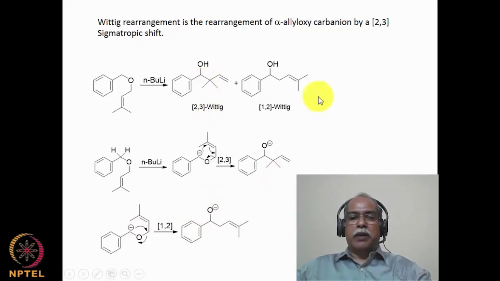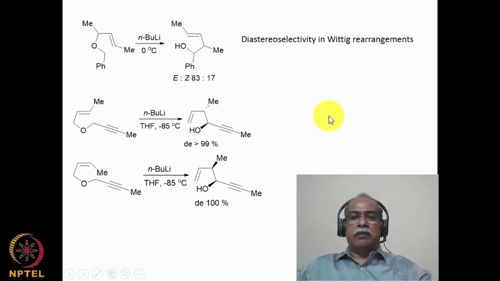Oftentimes a mixture of 2,3 Wittig product as well as 1,2 Wittig product is formed. There is some control over the 1,2 versus the 2,3 using the polarity of the solvent. Normally the charge polarization or the charge delocalization is much higher in the 2,3 sigmatropic rearrangement compared to the 1,2 sigmatropic rearrangement of this type. Therefore, a polar solvent should favor the formation of the less delocalized structure of this kind, which will result in a higher amount of formation of the 1,2 Wittig product. Non-polar solvents would generally favor the 2,3 Wittig rearrangement.